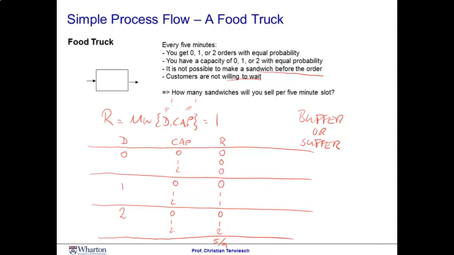If we allow the food truck to make a sandwich to inventory in the situation where the demand is 0, or vice versa, if we allow the food truck to inventory to buffer some customers when the demand is high, the flow rate will go up. So in other words, inventory helps us with the flow rate by decoupling the supply and the demand. This is one of the reasons why companies like to have inventory.